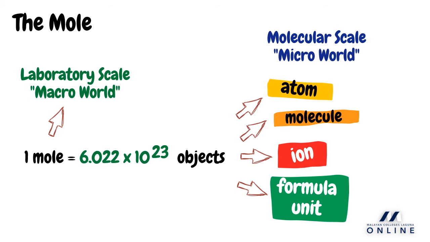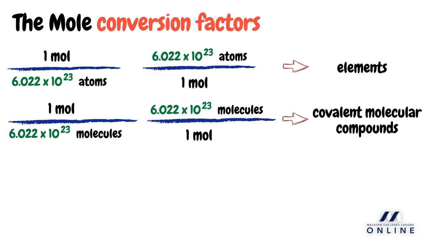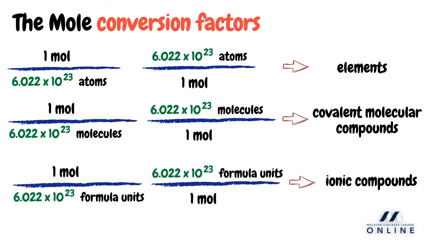1 mole is equal to 6.022 times 10 to the positive 23 objects, and these objects are the atoms for the elements, molecules for the molecular compound, ions for ions, and formula units for ionic compounds. From this definition of moles, we can actually establish mole conversion factors for elements, covalent molecular compounds, and ionic compounds.